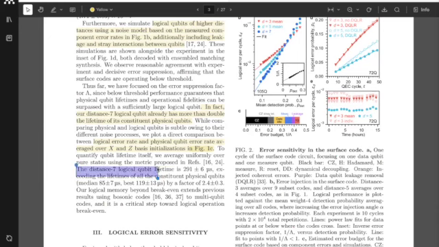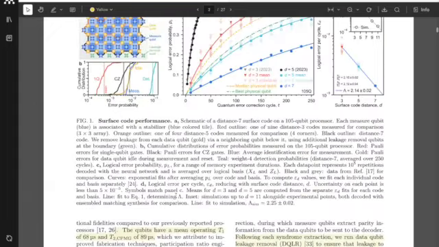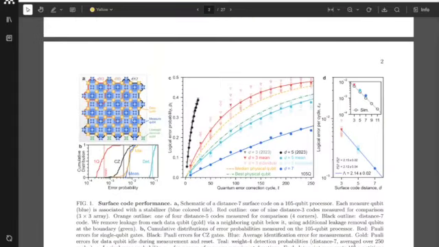So there is one more thing. This is what they have told: their logical qubit lifetime is 291 microseconds, which is much greater than the physical qubit lifetime, which is 85 microseconds. This means that their logical qubit can sustain the information stored in the physical qubits for a longer time.